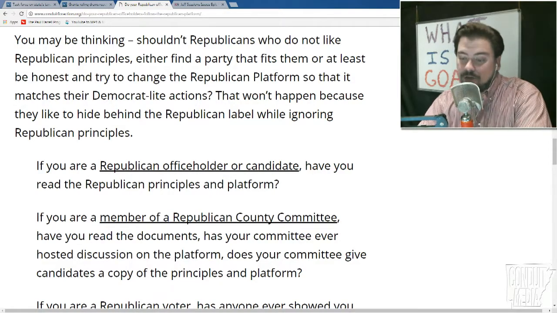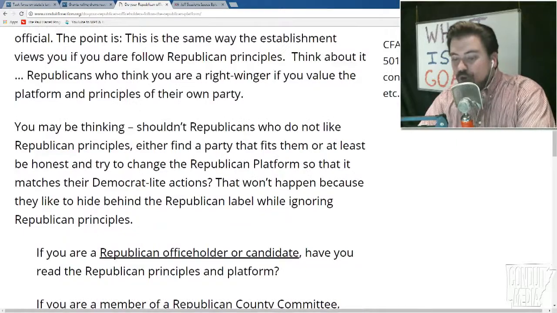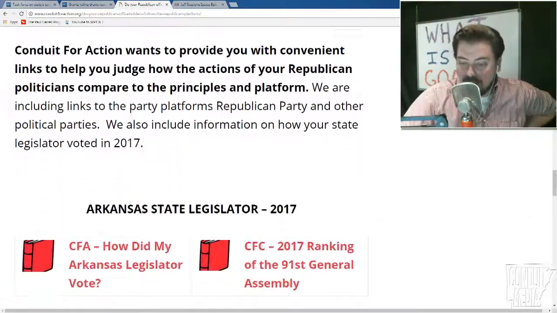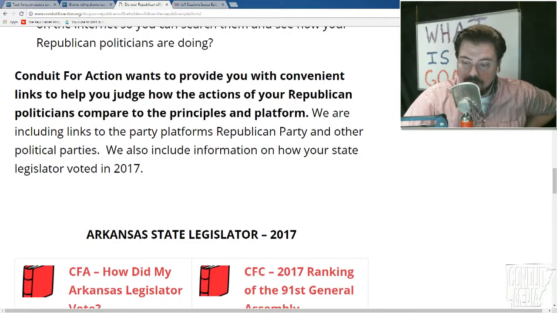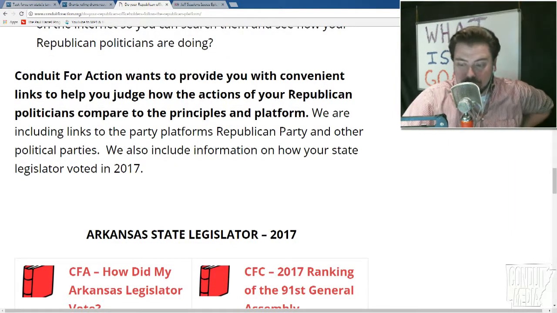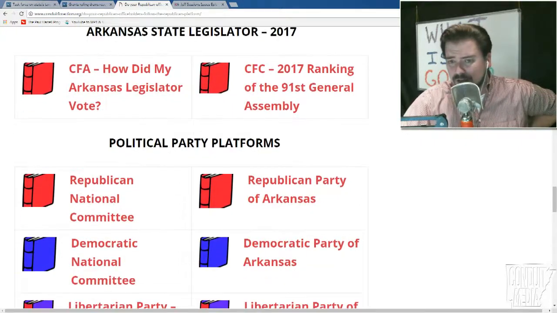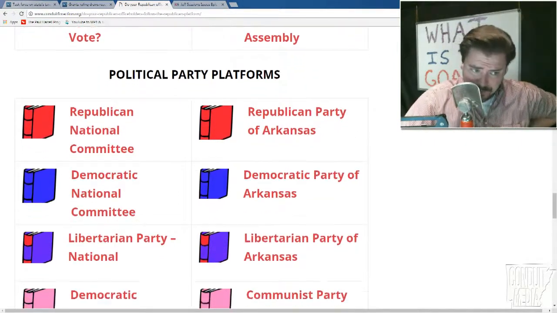Conduit for Action wants to provide you with convenient links to help you judge how the actions of your Republican politicians compare to the principles and platform. They include links in this article at conduitforaction.org to the party platforms of the Republican Party, the Libertarian Party, as well as the Democrat Party, the Communist Party, and the Democratic Socialists of America.